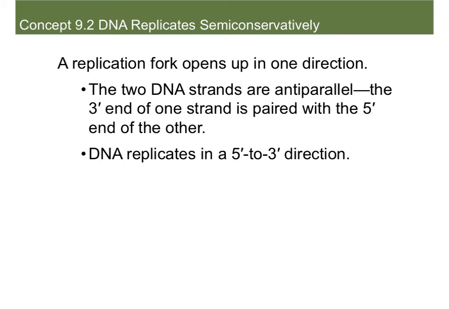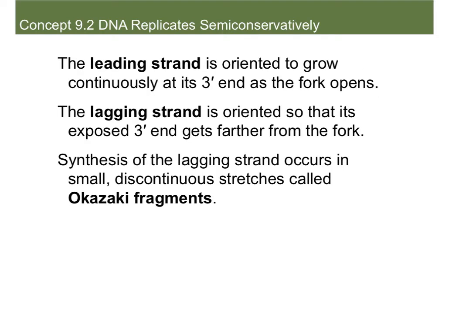Now, although there are 2 replication forks, each replication fork only opens up in one direction. The 2 new DNA strands are anti-parallel, so the 3' end of one strand is paired with the 5' end of another. But DNA replication occurs in a 5' to 3' direction only. That means that each of these 2 anti-parallel strands are going to be replicated differently.